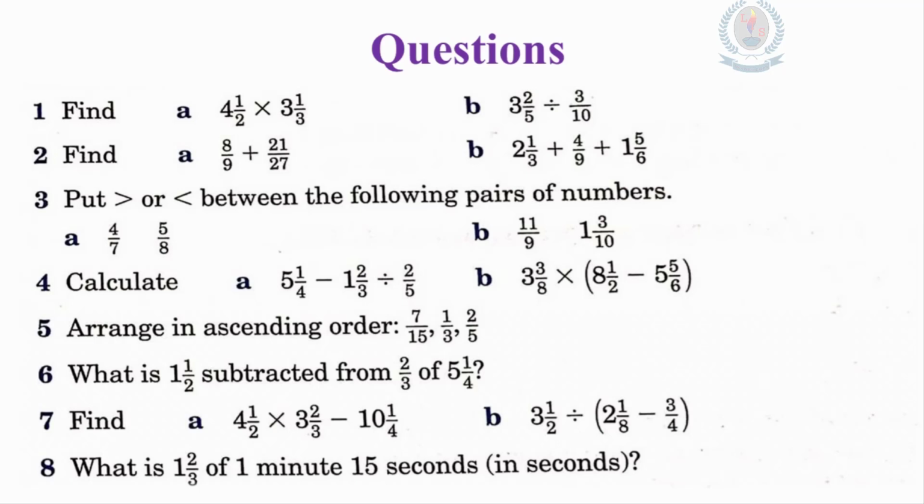Fifth one, arrange in ascending order. They have given you three fractions, so you have to put them into ascending order. Sixth one, what is 1 1/2 subtracted from 2/3 of 5 1/4. Seventh, find. Here also I have given you mixed operations with fractions. Last question, what is 1 2/3 of 1 minute 15 seconds? The answer should be in seconds. Find all the answers and do all the questions at home.